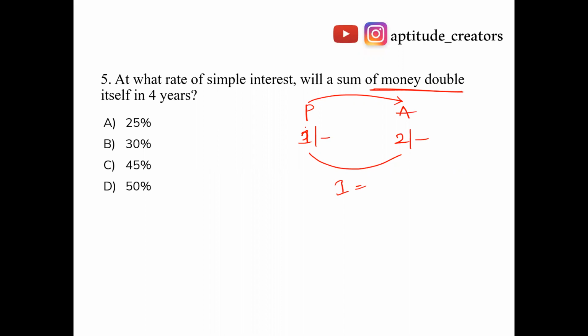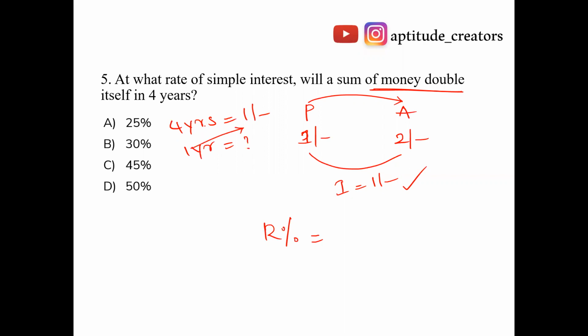Interest is equal to 1 rupee, correct? 1 rupee becomes 2 rupees, which means how much is increased? 1 rupee is increased. Now here I'm calculating the rate of interest. What is the rate of interest here? Interest for 1 year, correct. Now for 4 years, the interest is equal to how many rupees? 1 rupee. Now what about the interest for 1 year?